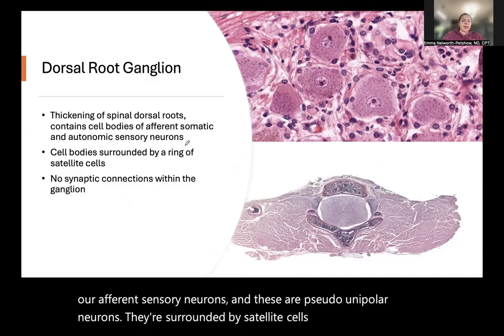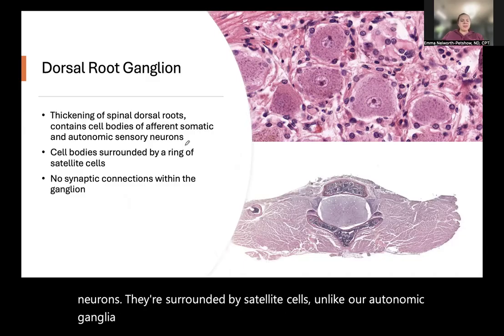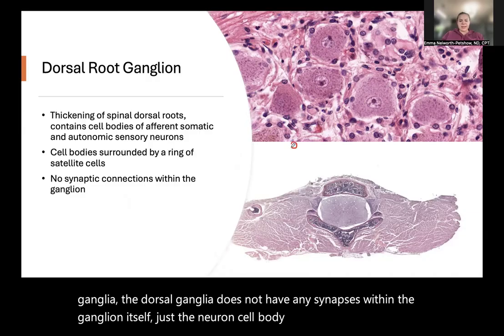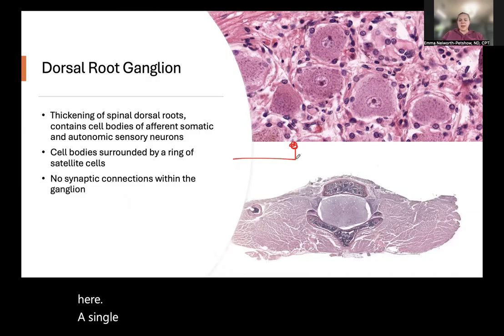Unlike our autonomic ganglia, the dorsal root ganglia do not have any synapses within the ganglion itself, just the neuron cell body. The neuron cell body has this body here, a single attachment, and then its axon going in both directions.